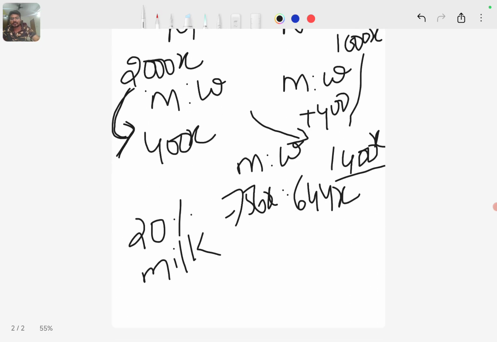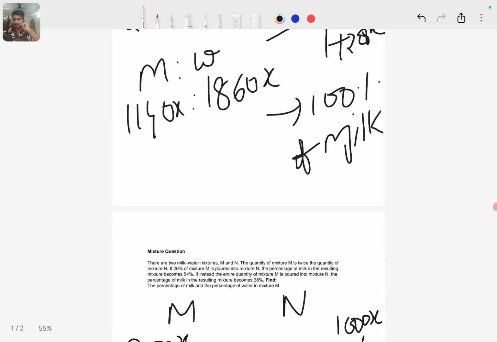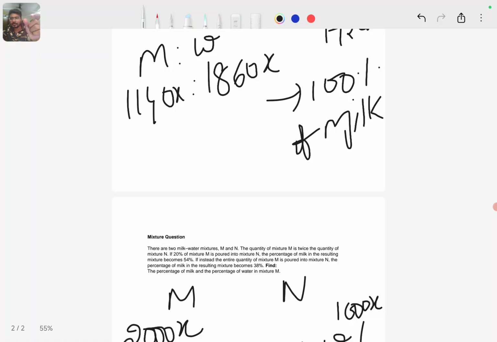In the first condition we have added 20% of the milk, but here we have added 100% of the milk. Here the base value is very important to understand the solution. Please listen again. Here we have removed 20% of the milk content and poured it into the mixture N. And in the second condition we have removed 100% of the milk in the mixture M and poured it into the mixture N. I am talking about only milk content. Milk content is the base value here in this percentage.